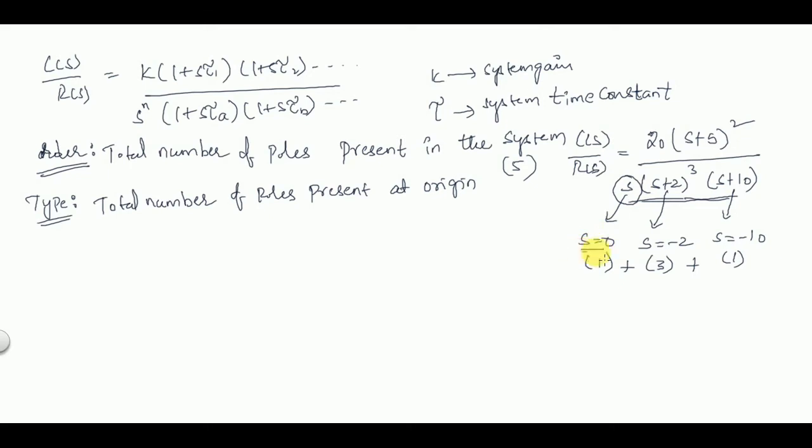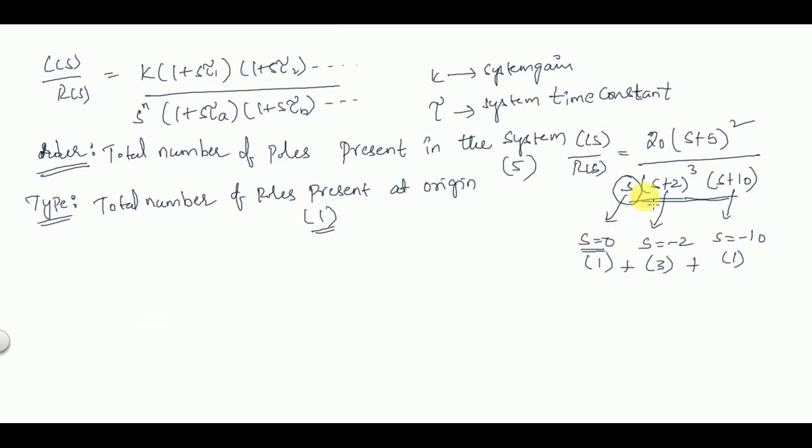S is equal to 0 represents the origin, and it has only one pole at origin. So the total number of poles present at origin is called the type of the system. Since only one pole is present, the type is going to be 1.